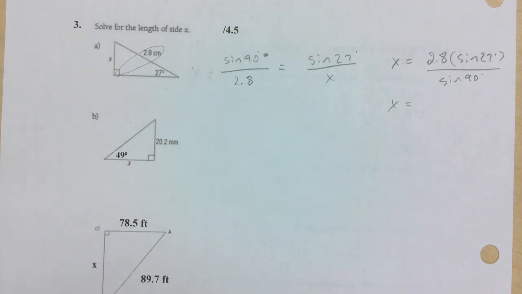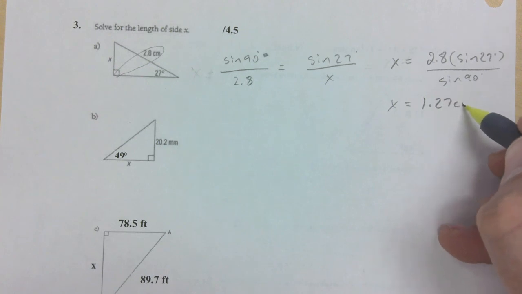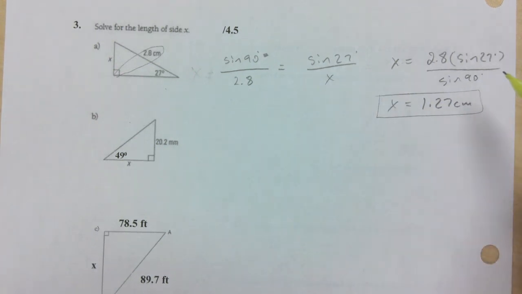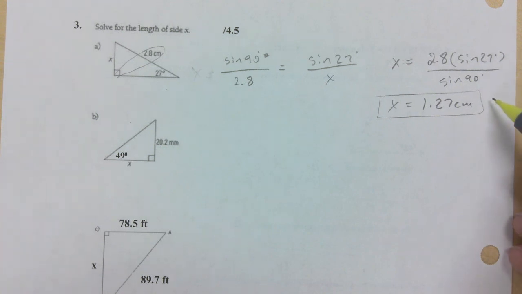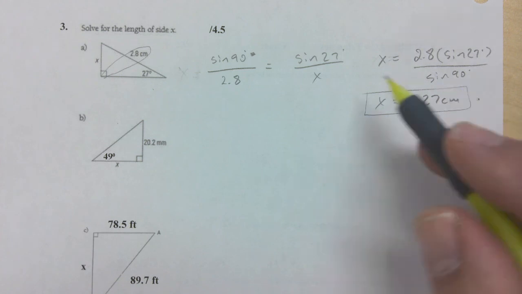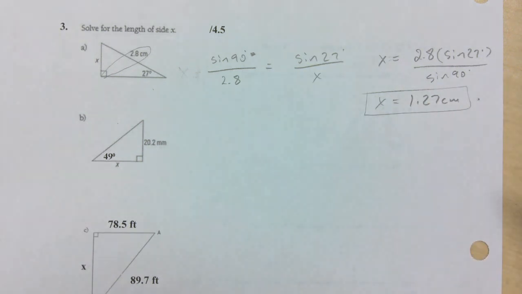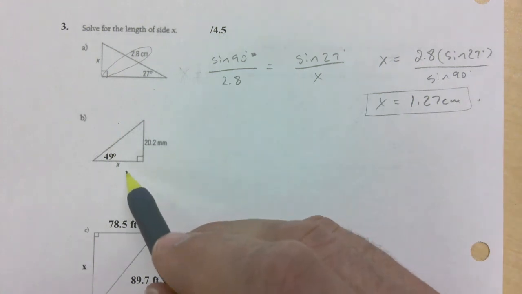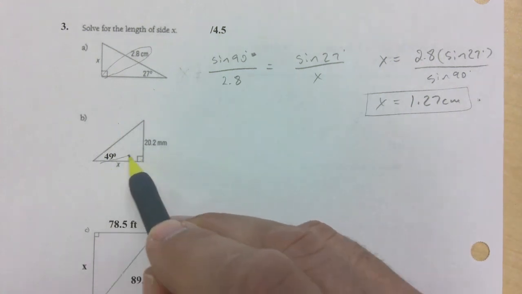2.8 times sine of 27, that's 1.27 centimeters. So you get 1.5 if you get the right answer, provided you've shown some work. If you forget your units, take off half a mark. Here, we have a pair there.